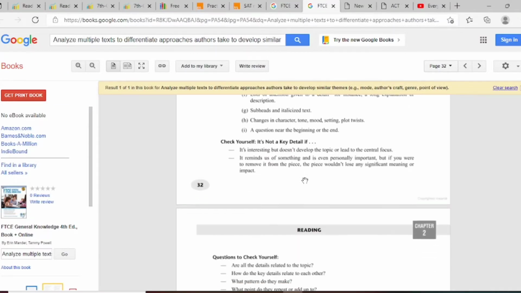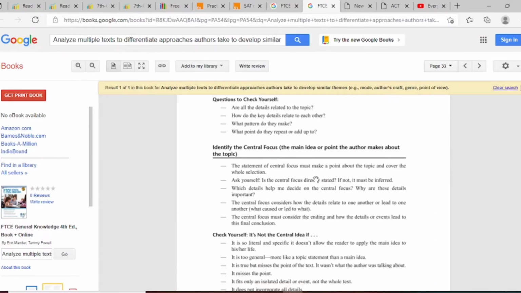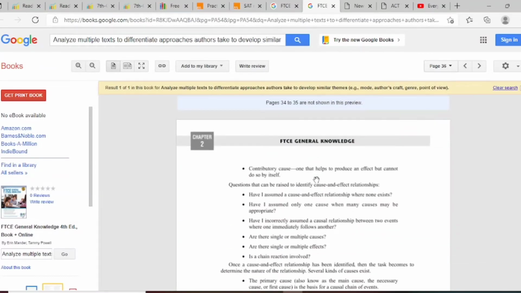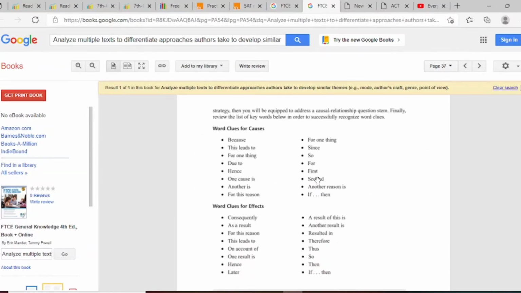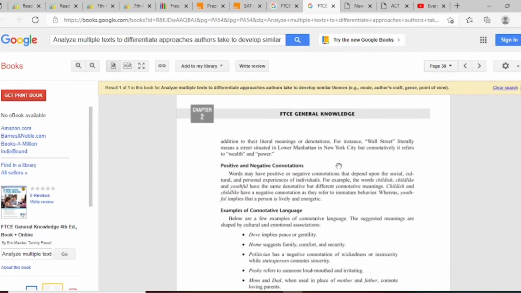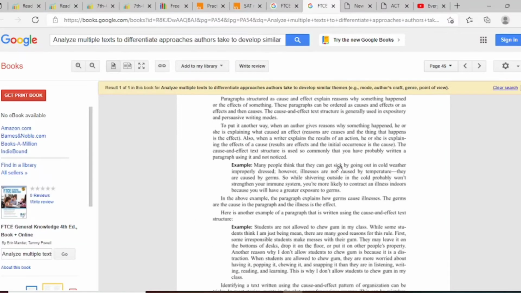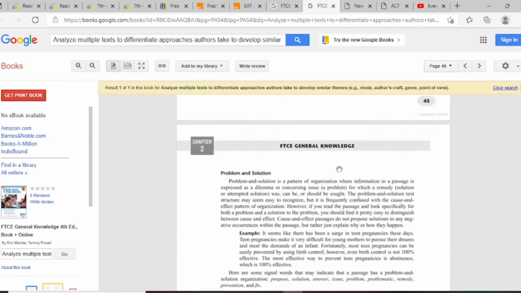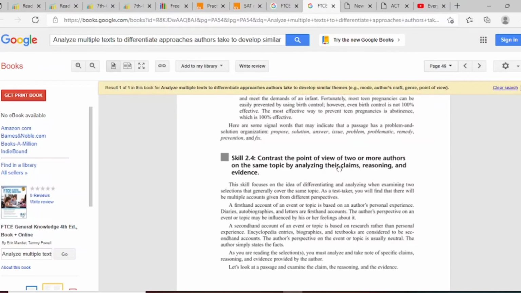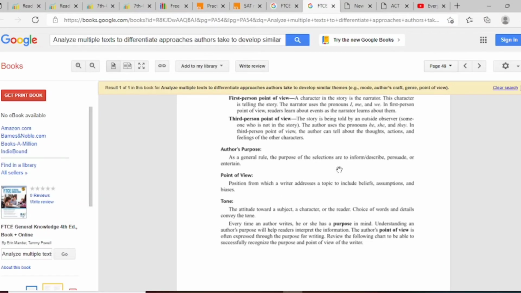So even though reading is an exam that takes a lot of practice, you want to know the information. You want to know what is an inference, what is a main idea, what are transitional words, what it means to connote and denote. You want to know what is cause and effect, problem and solution, all that information, because that's the type of questions you're going to get.